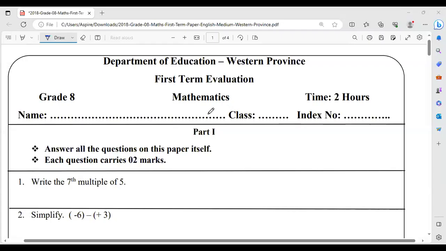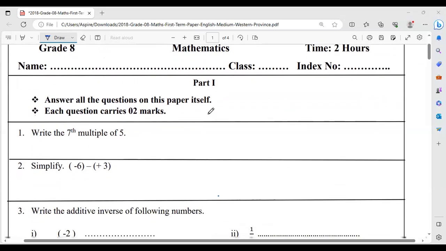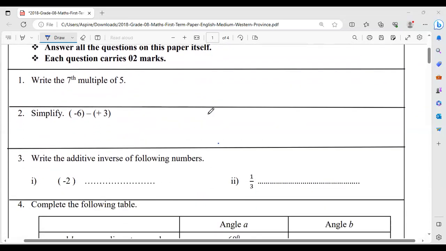Okay, look at what is the first question. Here it is asked to write the seventh multiple of 5. How do we write the seventh multiple of 5? Yes, what do we have to do? It is about multiples. When you are asked to find a particular multiple, that means what you have to do? Seventh multiple of 5.